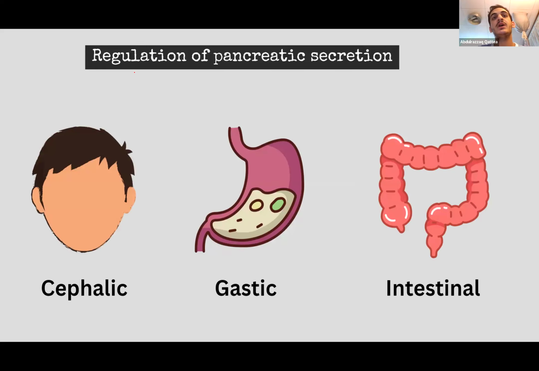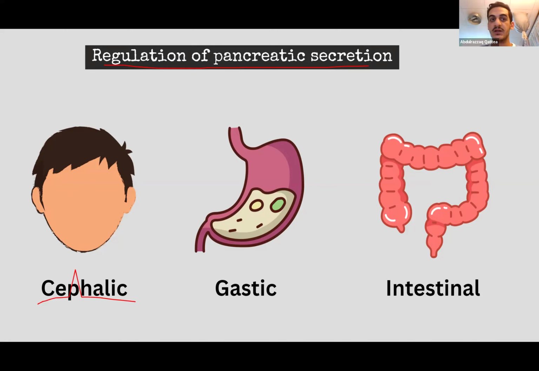Now, regulation of pancreatic secretion. What does that mean? It means, what is the thing that really tells the pancreas to secrete the juice. Juice means both bicarbonate fluids and pancreatic enzymes. So what is the main thing that tells the pancreas, let's secrete some juices? We have three main phases.